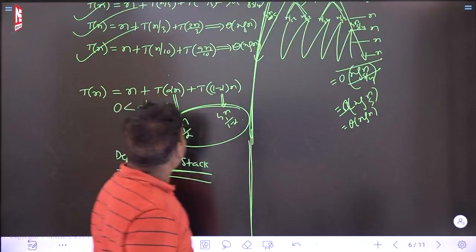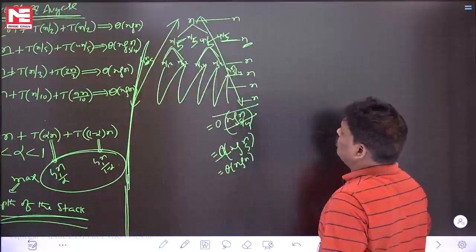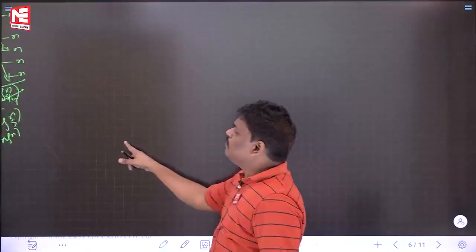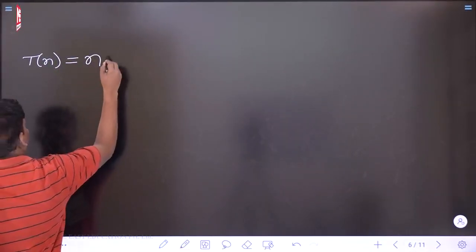I am thinking that you are really comfortable. Let's see one more small line, one interesting line is coming. This also you take care. T of n is the time complexity of quicksort. T of n is equal to, first apply partition.